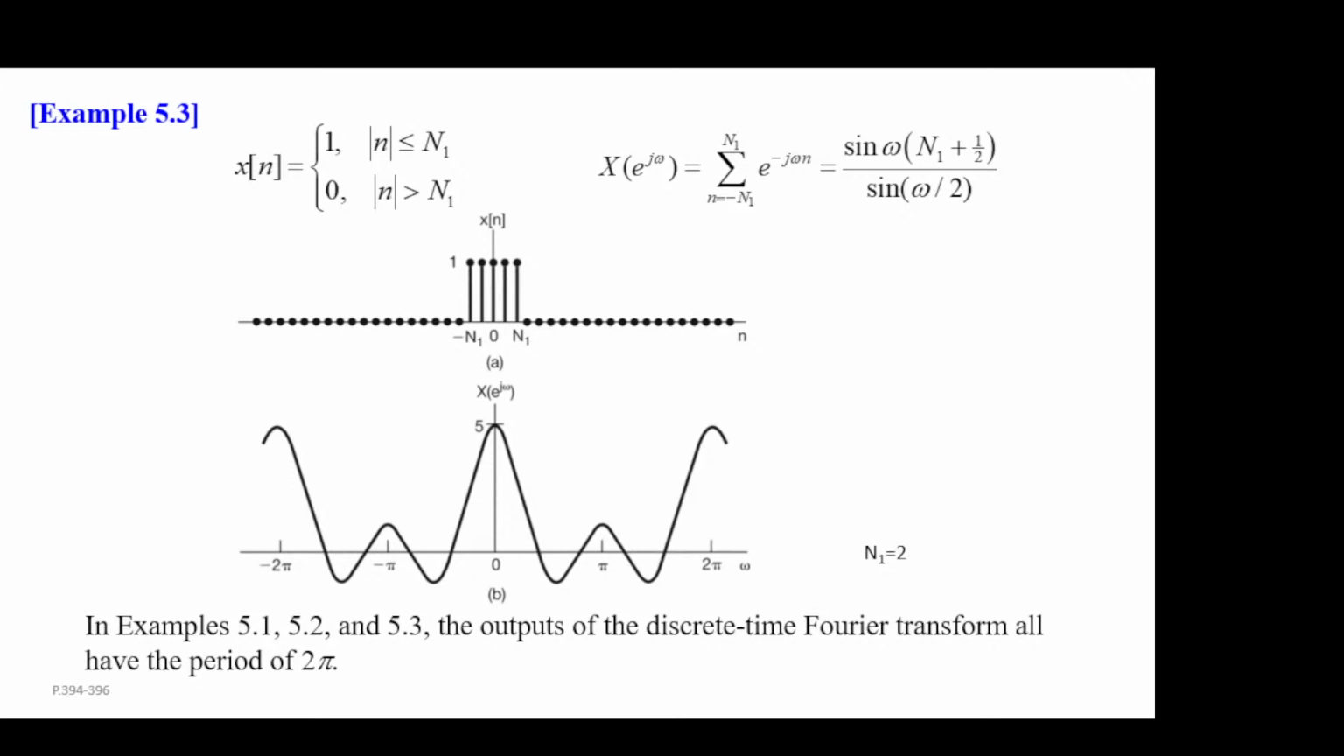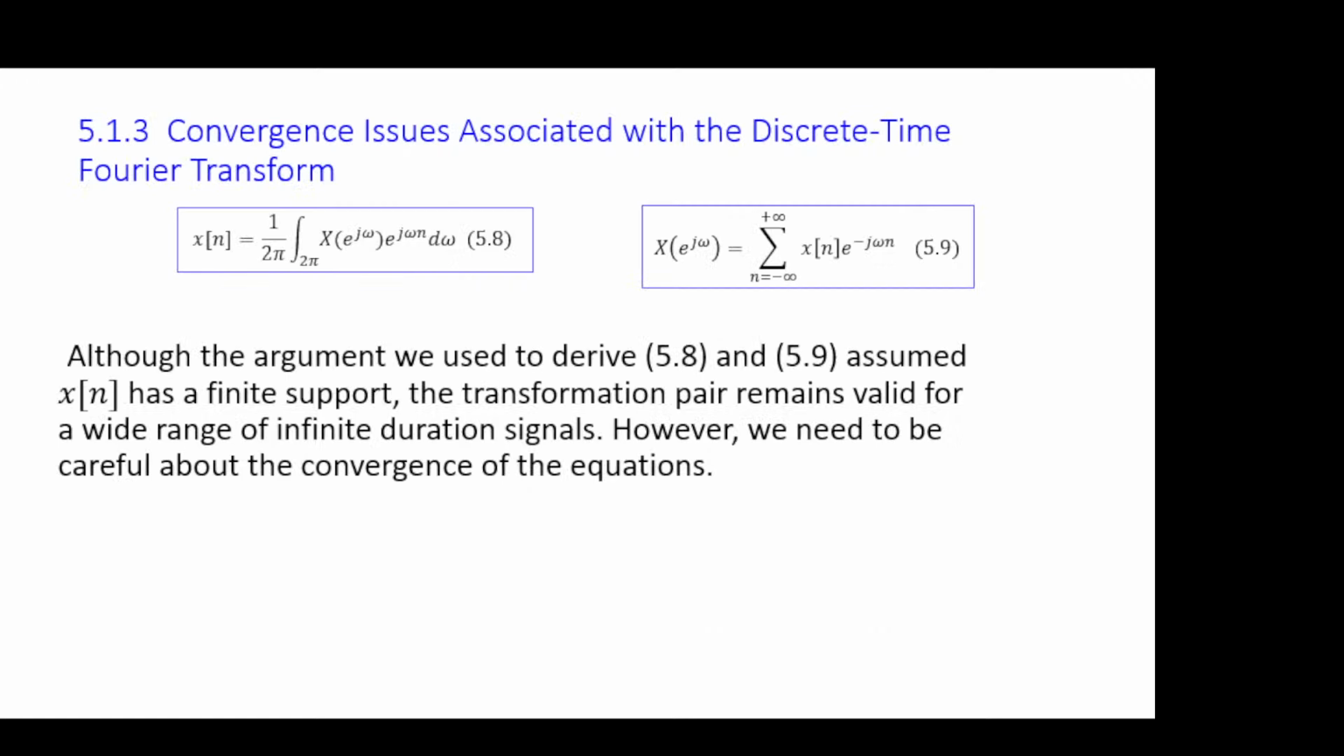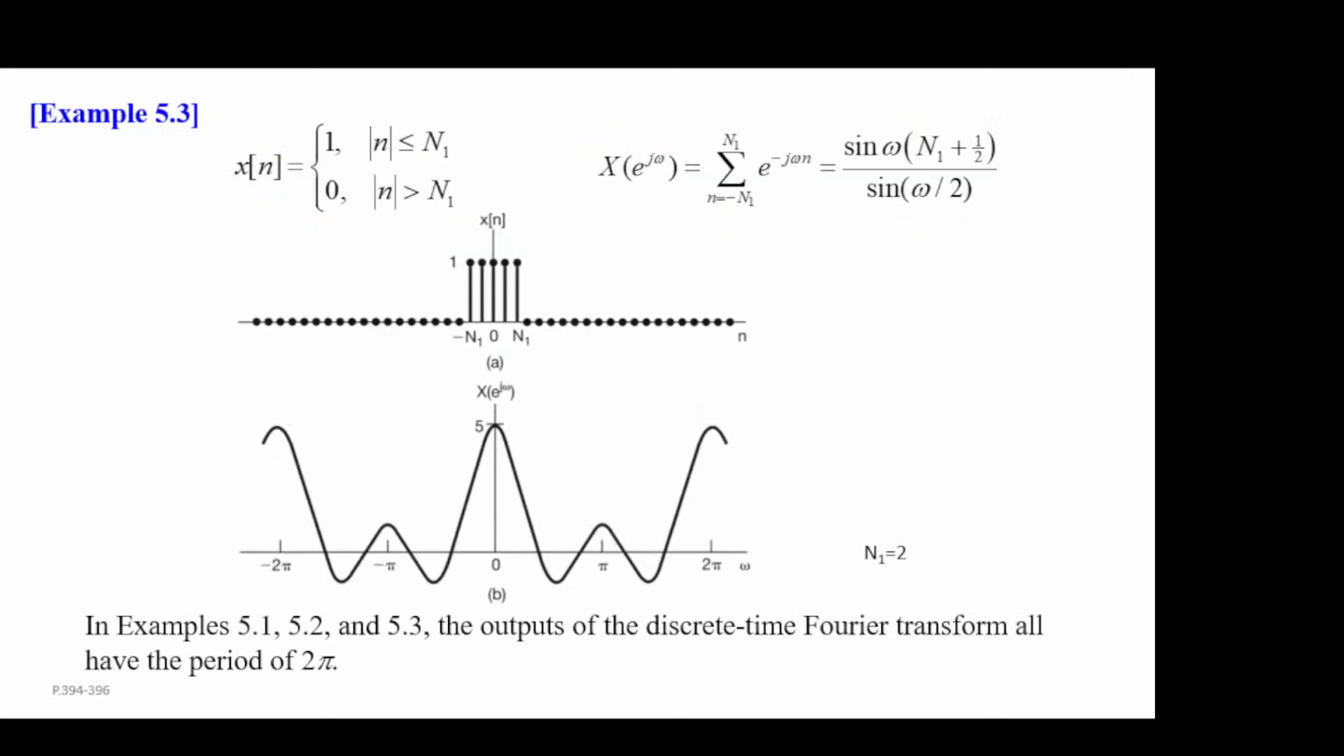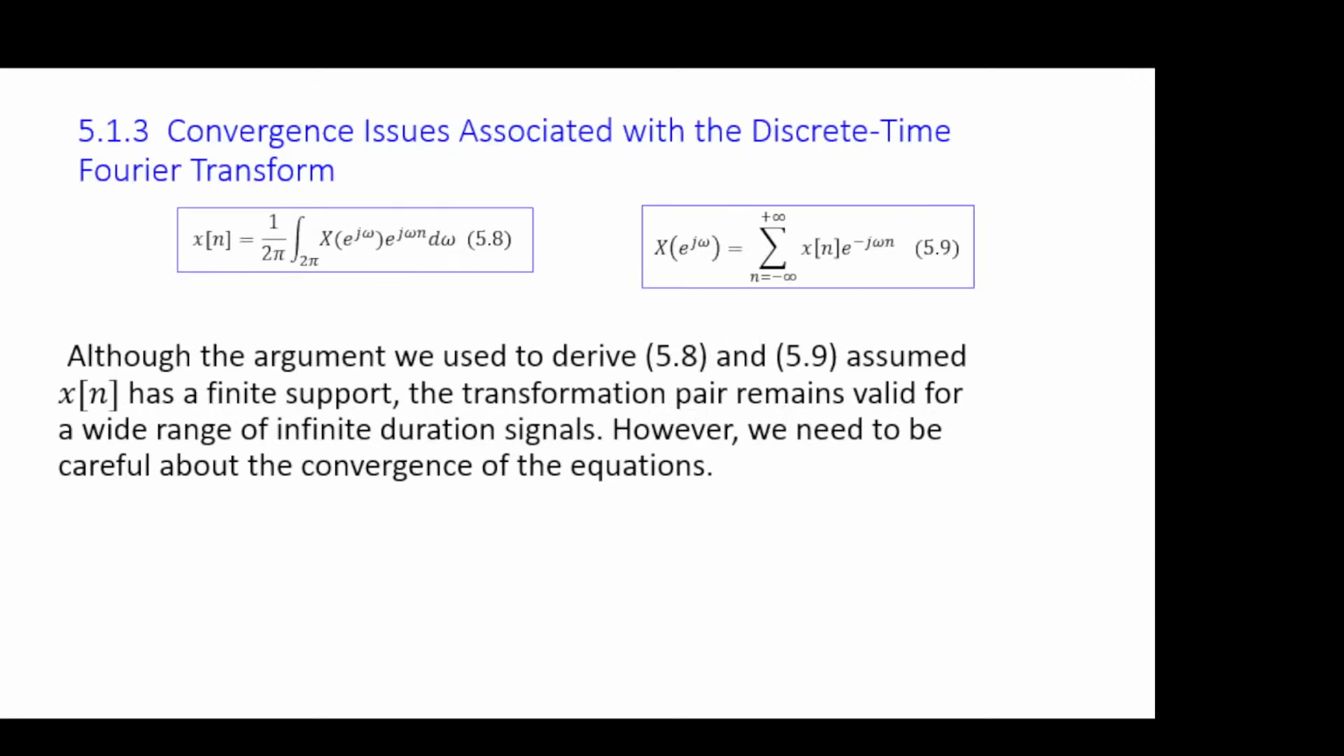Okay, so those are the examples. Now we have 10 minutes, so we can probably finish this. Now we derived those formulas, and now we have a convergence issue. So this is a bit tricky. Remember when we had the discrete-time Fourier series, we said there is no convergence issue. But here we have a kind of weird convergence issue. And anyway, we derived those two equations.